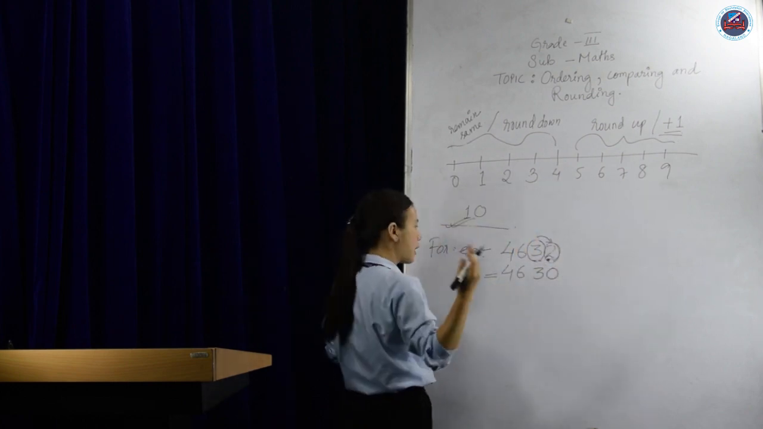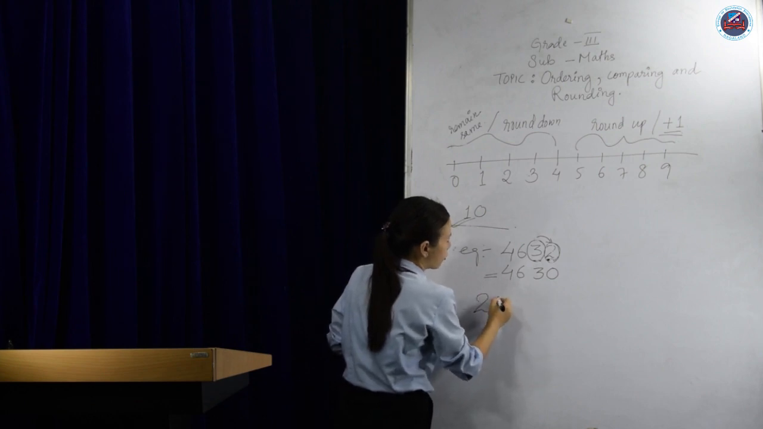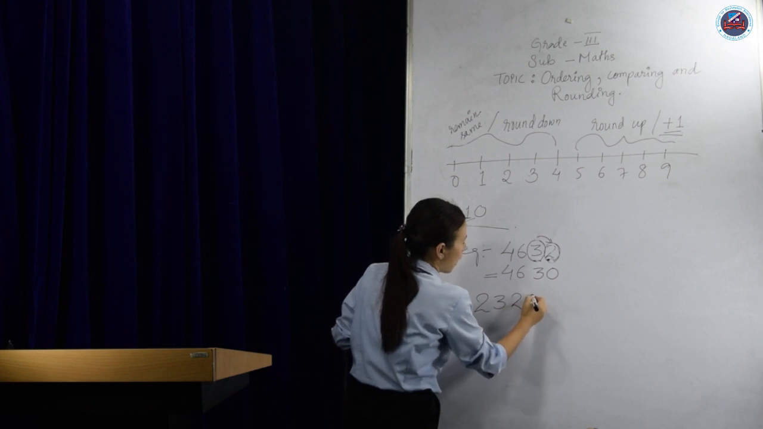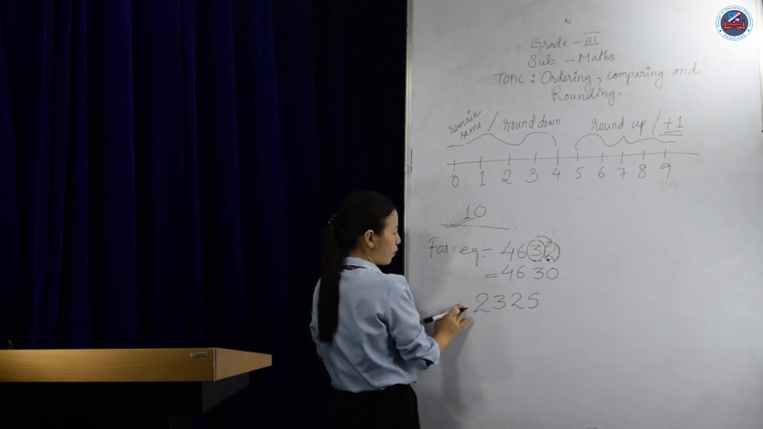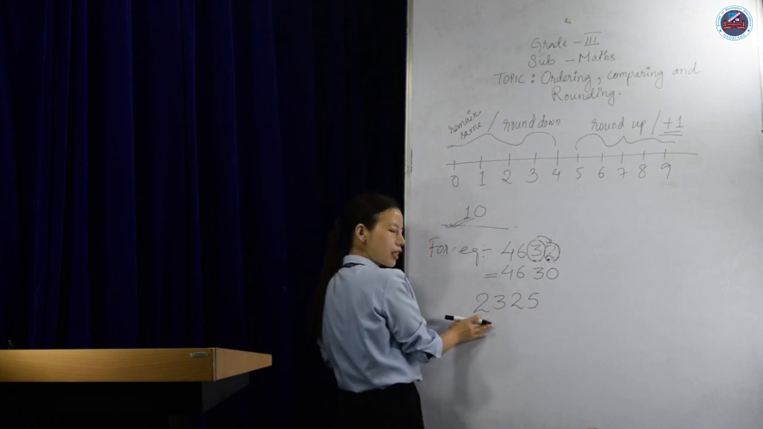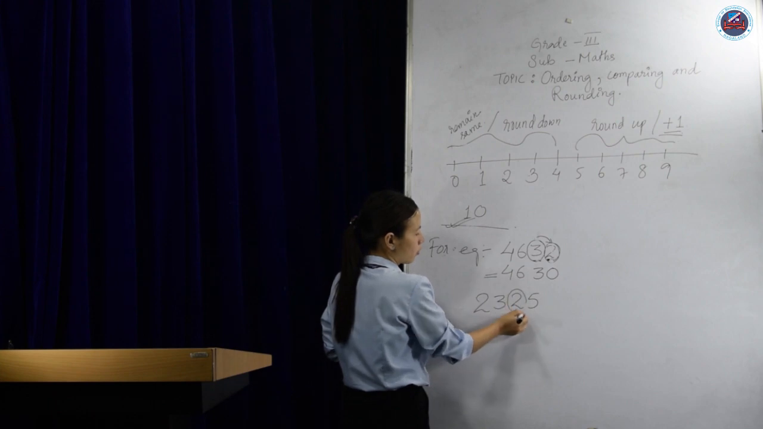Now let's take another example. Here I'm going to take 2, 3, 2, and 5. So my number here is 2,325. Now let's round off this number to the 10th place. We know that your 10th place digit is this 2 here. So make a circle.